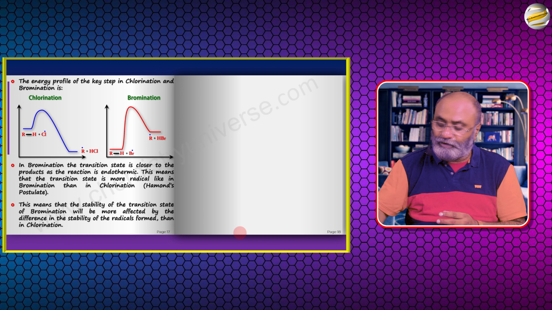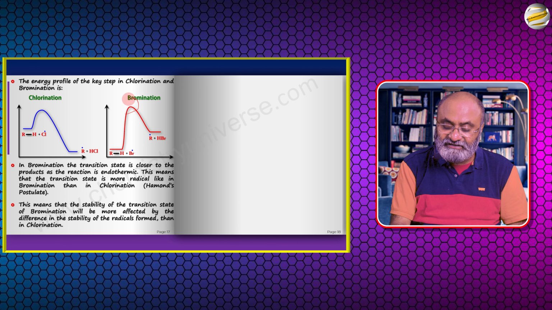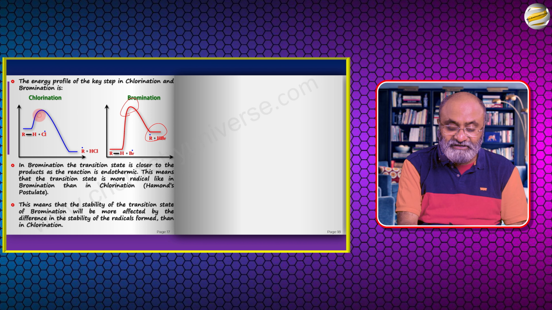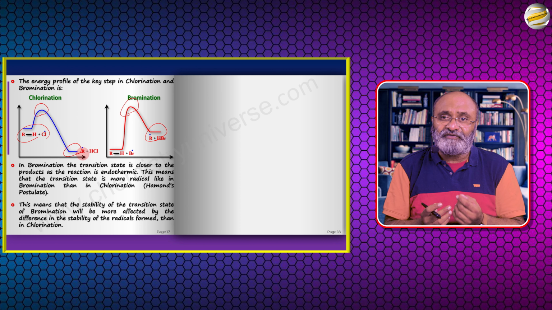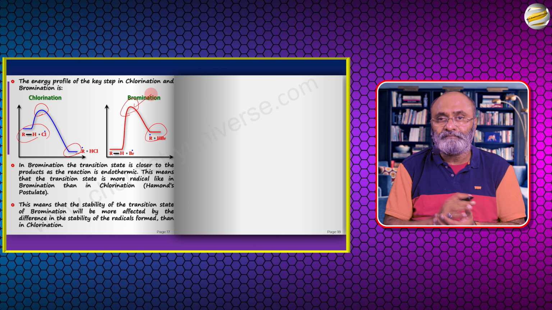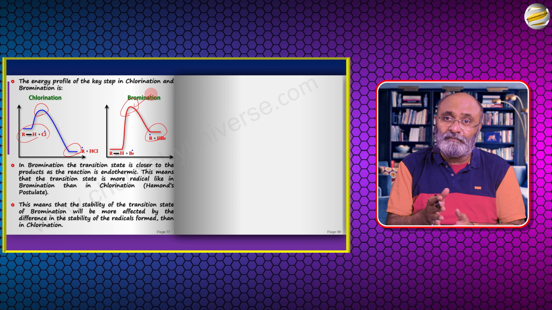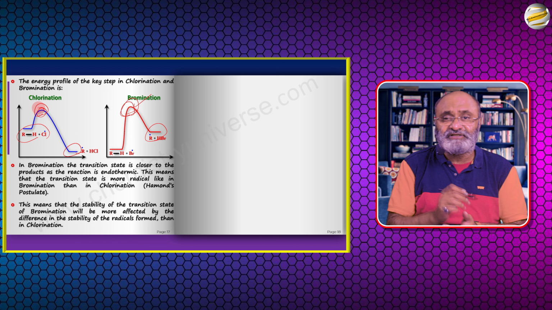Look at bromination. This transition state is closer to the radical. Look at chlorination. This is closer to the reactant than the radical. So which transition state is more radical-like? Bromination. So don't you think the stability of radical will affect bromination transition state more than the chlorination transition state?